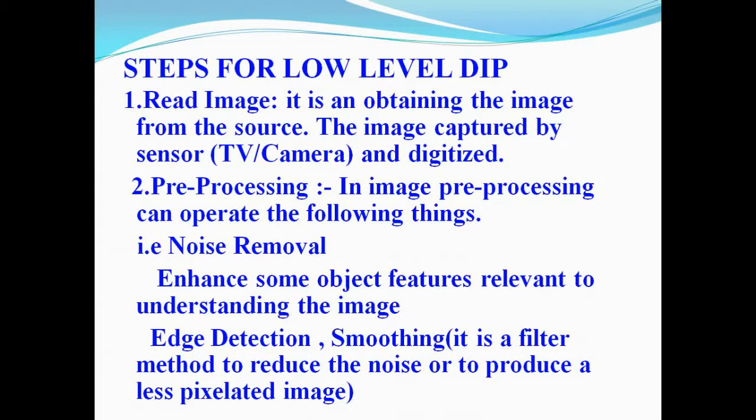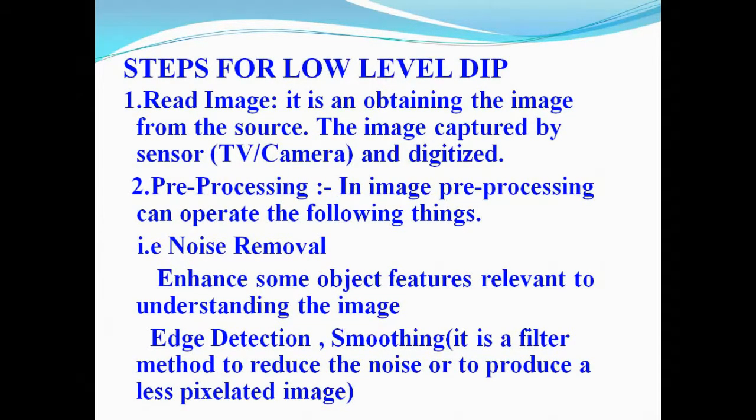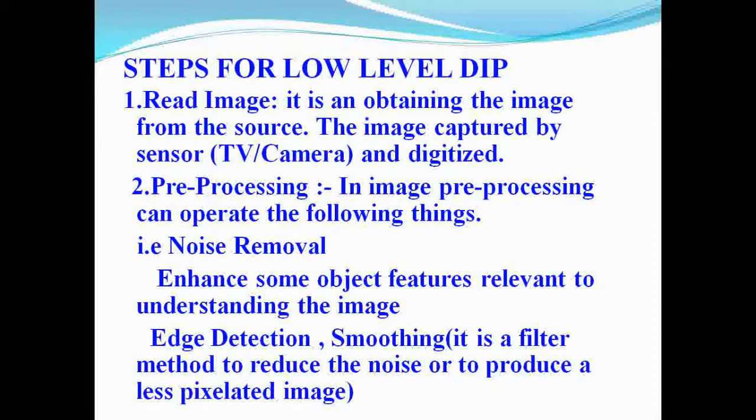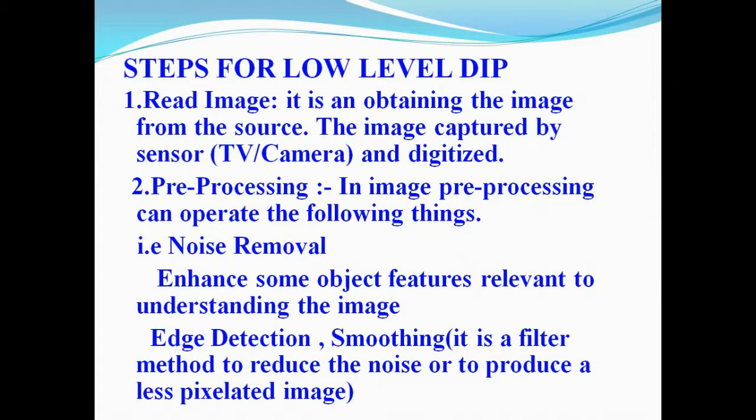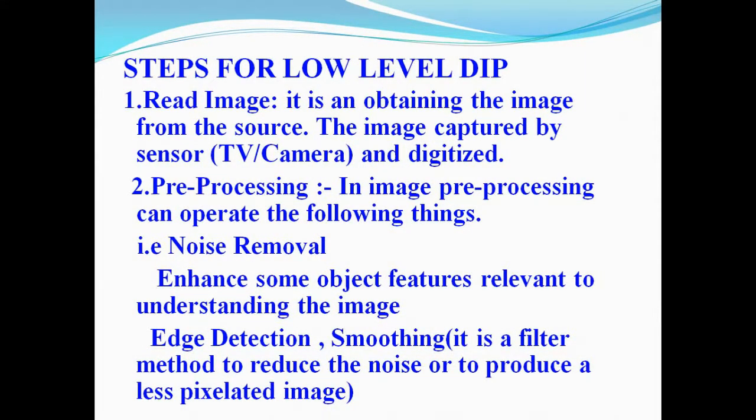Generally, these are the steps for low level digital image processing. The first step is called image acquisition, or reading the image. It is obtaining the image from the source: the image captured by a sensor, either a TV or camera, and digitized. The second step is called pre-processing.